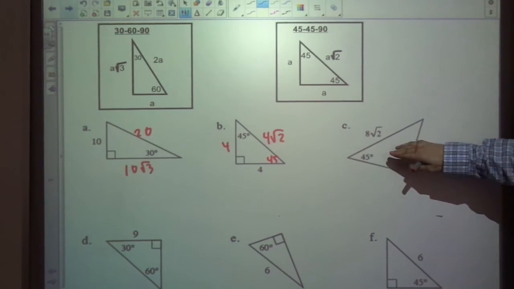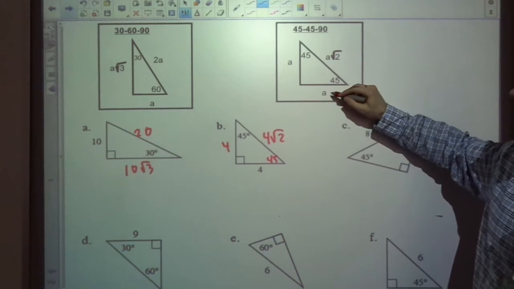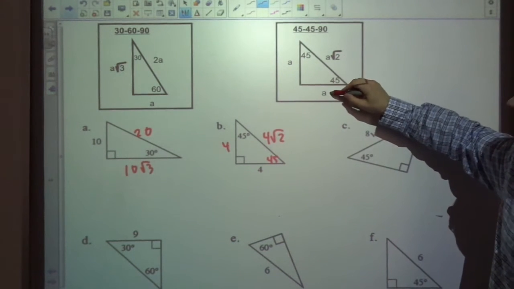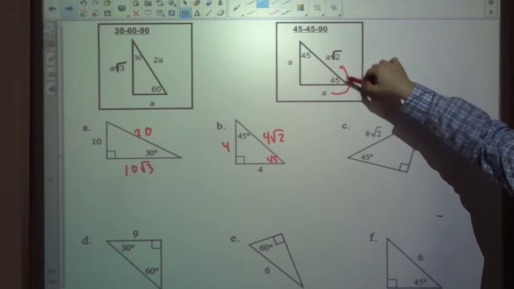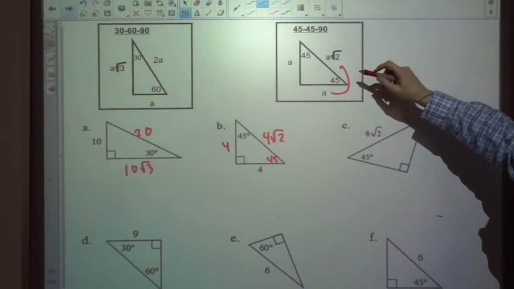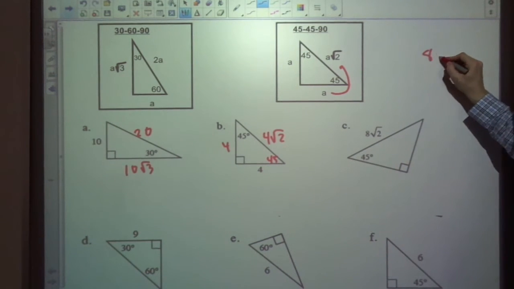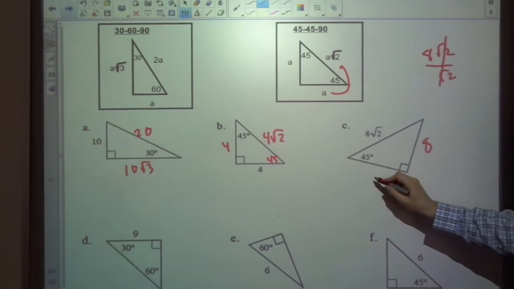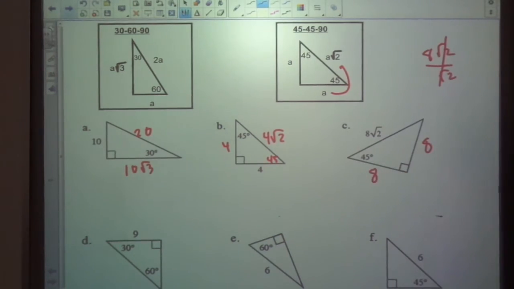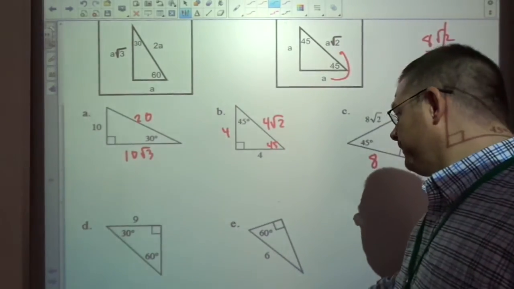Okay, on this one, it's 45, 45, 90. But we know that to get from the leg to the hypotenuse, we would just multiply by the square root of 2. So what do you think we have to do if we're going from hypotenuse to leg? Divide by the square root of 2. So to get from here to here, we just take 8 square roots of 2 and divide by the square root of 2, which is 8.